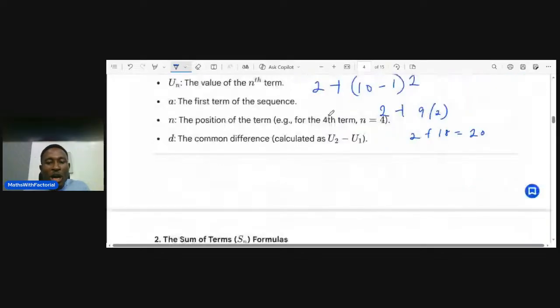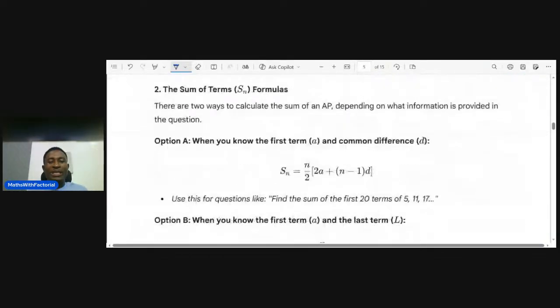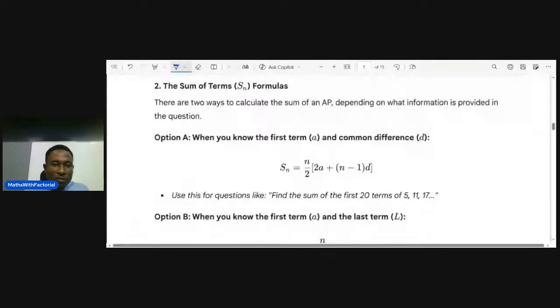The second formula I'll be looking at is the sum of terms. This is the formula for the sum of terms: Sn equals n over 2. I told you here that n is the number of terms. If the question says, find the sum of the first 4 terms of this particular sequence, this is the formula you're going to use.